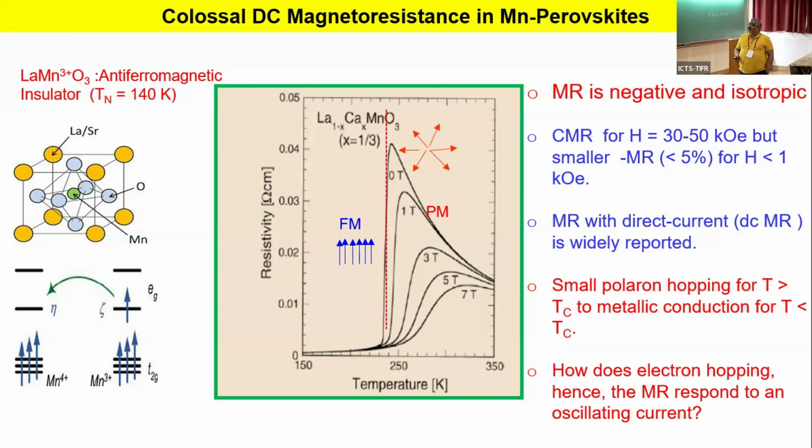And until now, there are not many reports on AC magnetoresistance, either in this oxide or other materials, except for some amorphous ferromagnets, which I'm going to tell about. So this is AC electrical transport, but not extensively used so far. Okay, but I show that such a simple measurement yields very exciting results.